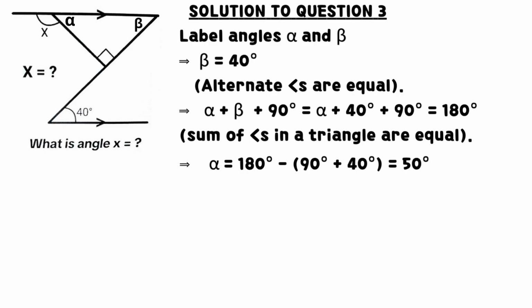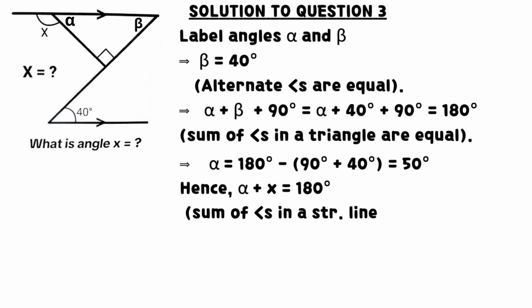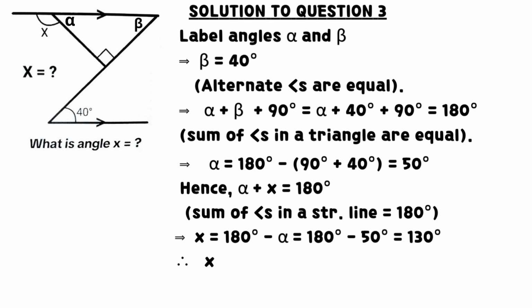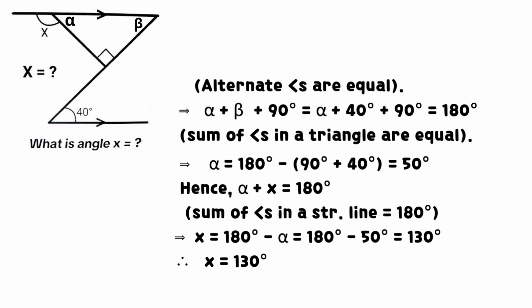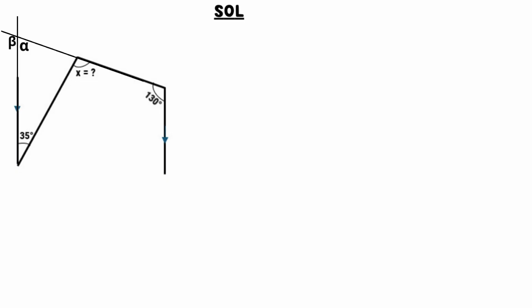It follows that alpha equals 180 degrees minus, in bracket, the sum of 90 degrees and 40 degrees, close bracket, equals 50 degrees. Hence, the sum of alpha and x equals 180 degrees. This implies that x equals 180 degrees minus 50 degrees, which equals 130 degrees.